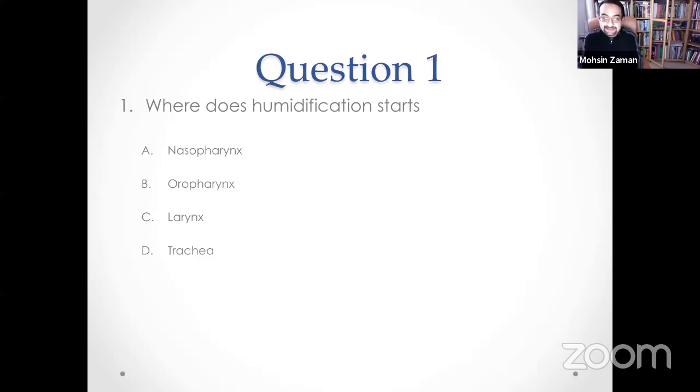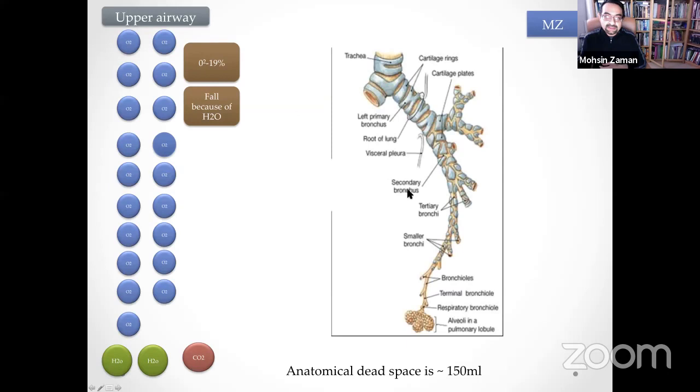And 85% of you have said nasopharynx, which is the right answer. Some of you thought oropharynx. Air does get humidified in the oropharynx, but that's not where it starts. And some of you said trachea. So no, trachea is the way down, and humidification really starts in the nasopharynx in somebody who's breathing through their nose. And that brings us to the next question.